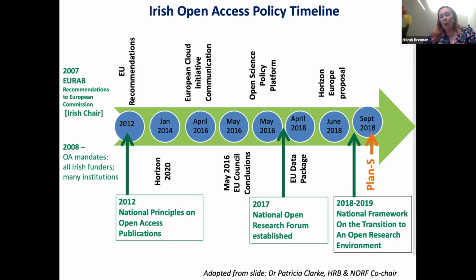And while it was clear that there were some charges in the minority of journals going on, it never entered our mandates at any point. In 2012, we built our National Principles on Open Access Publications policy. So there was a statement on that you can check, and that was aligned with the European policy at the time.